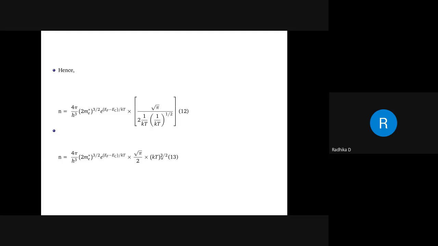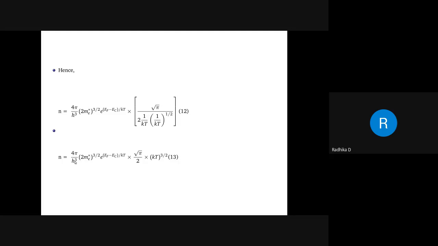Next, let's do a bit of simplification. So 2 and 4, obviously you can divide and it becomes 2 here, right? So there is a 2 here, then there is a pi and root pi. Pi into root pi will be pi to the power of 3 by 2. 2m star raised to 3 by 2, already you have. Kt to the power of 3 by 2, already you have. So you have got some terms which are in the power of 3 by 2. So I can put 2 pi m star kt whole to the power of 3 by 2. I will combine all these things. Just put them all together.